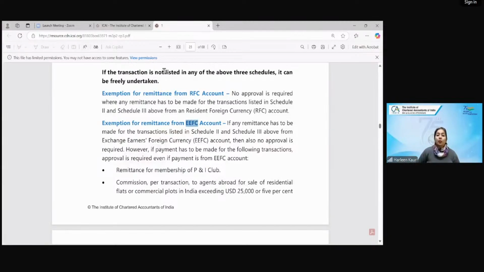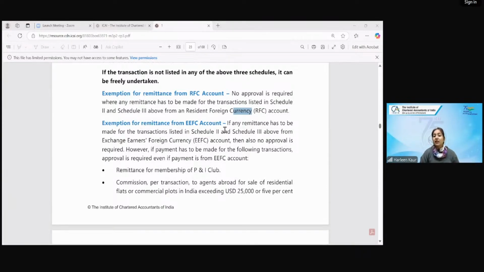Then it says that no approval is required if you are making remittance for any of the transactions of Schedule 2 and Schedule 3 from this RFC account. So there is Mr. John who has been staying in India and he has opened up an RFC account, or there is an Indian citizen who has opened up an RFC account. Now he wants to make the payments for his visits abroad or for any contributions, donations, or for any Schedule 3 activities of donations and commission for transactions that we have discussed for the agent for sale of residential plots. No approval is required. If you're making these transactions from the current account, yes, current account is for businessmen. Very good, Khushbu. So if you're making transactions from this current account, then no approval is required.